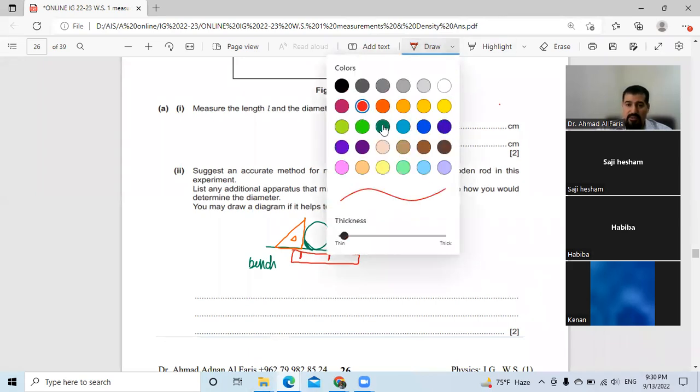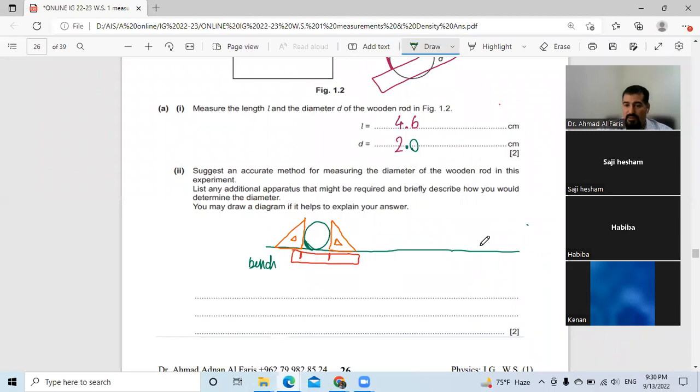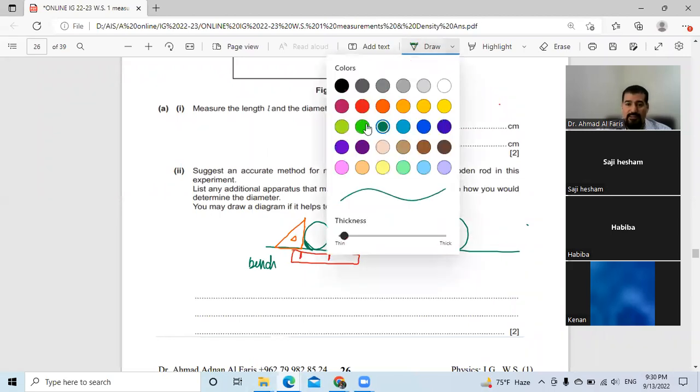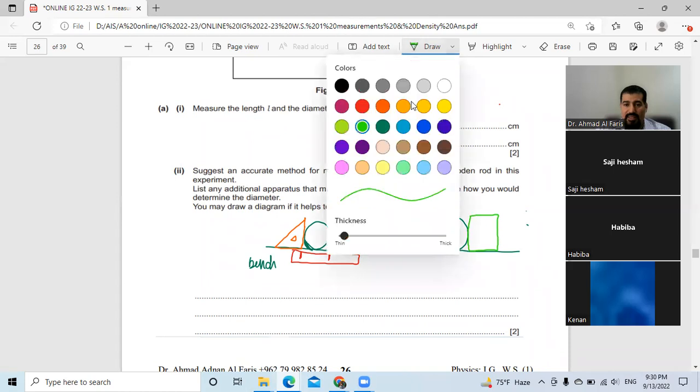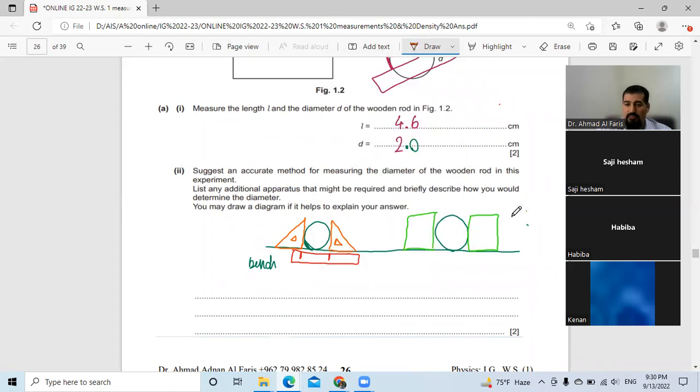Another method to do this question: I can bring the rod here, and I can use 2 wooden blocks. I put 1 wooden block here and another wooden block on the other side to hold it. And I can put my meter rule above them like this and measure the distance from here to here. It's your decision.